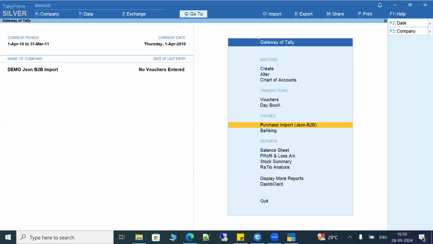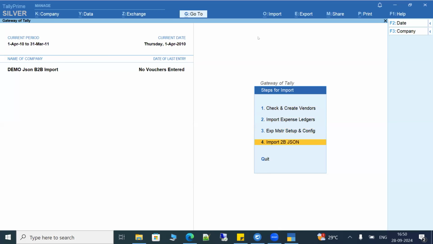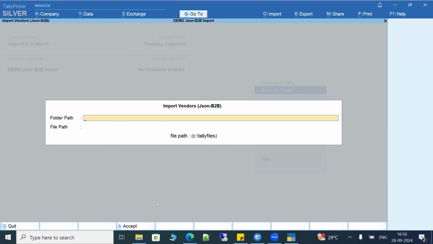Here, there are multiple steps. There are four steps. Number one, you can check and create vendors. Number two, you can import your expense ledgers. Number three, you can configure your expense ledgers against vendors. Then you can import. But I'll show you one by one. First, we'll create vendors.